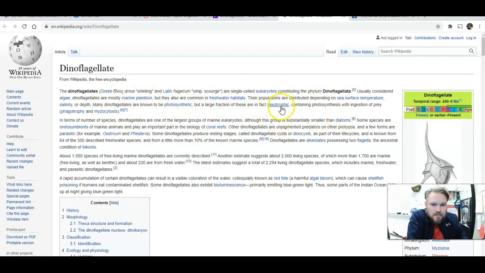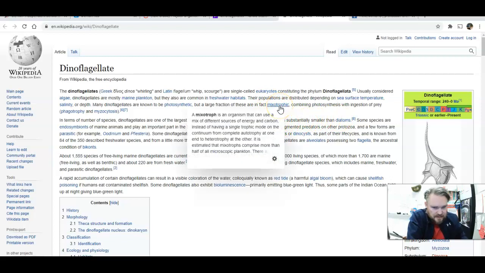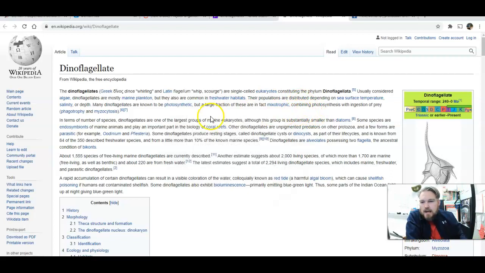A fraction of them are mixotrophic. Mixotrophic is an organism that can use a mix of different sources of energy and carbon. Instead of living a single trophic mode, they continue complete autotrophy and then heterotrophy at the other. So some of them can do photosynthesis on one side and eat on the other, which is interesting. Some of them will eat actual prey. So these guys are photosynthetic, and so they're going to be zooplankton. You could call them some phyto, some zoo, because they can cross over into both.